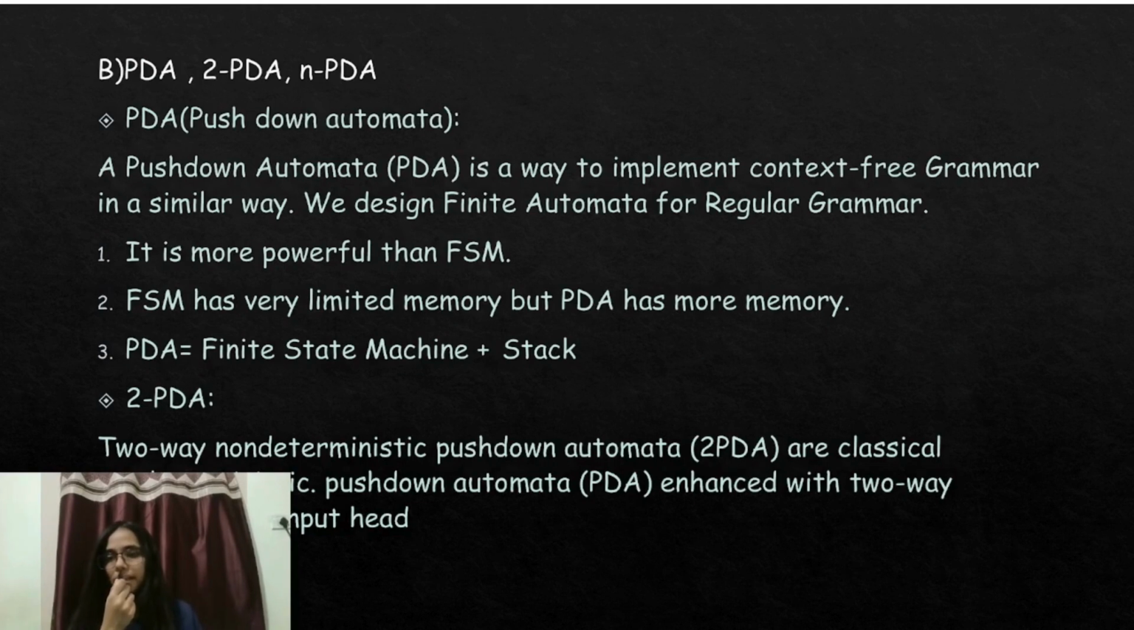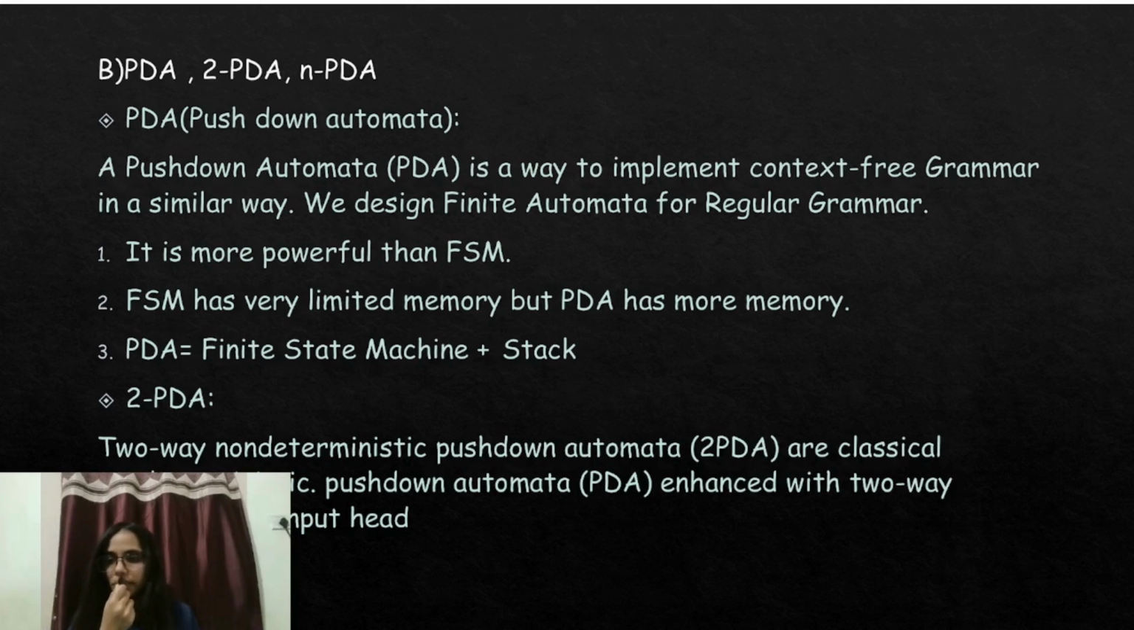The next subpart is PDA, 2PDA, and NPDA. We have to describe all of them. So, what is PDA? PDA is push down automata. Push down automata is a way to implement context free grammar. A context free grammar or context free language can be recognized by a push down automaton. We design finite automata for regular grammar. Similarly, we design push down automata for context free grammar. It is more powerful than a finite state machine. A finite state machine has very limited memory, but PDA has more memory. PDA is equal to finite state machine plus a stack. PDA requires a stack to work with.